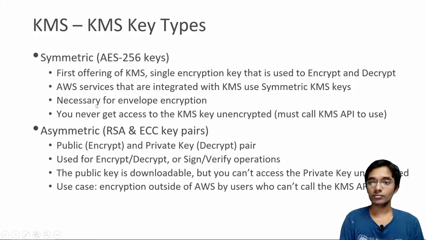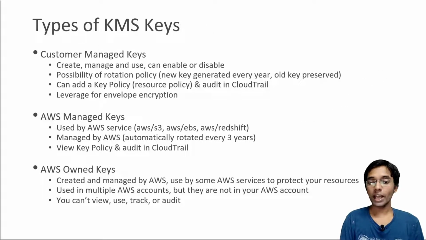Okay, now you have different types of KMS keys. The first type is the customer managed key, and this is the key you create directly in KMS. So you can create, manage and use them. You can enable and disable them. You can enable a rotation policy to rotate the key every year, while the old key is still preserved, of course. You can add a key policy, which is a resource policy for KMS keys, and you can audit the key uses in CloudTrail. These are the keys you will leverage for envelope encryption. These are the keys that you will manage yourself, therefore they are called customer managed keys.